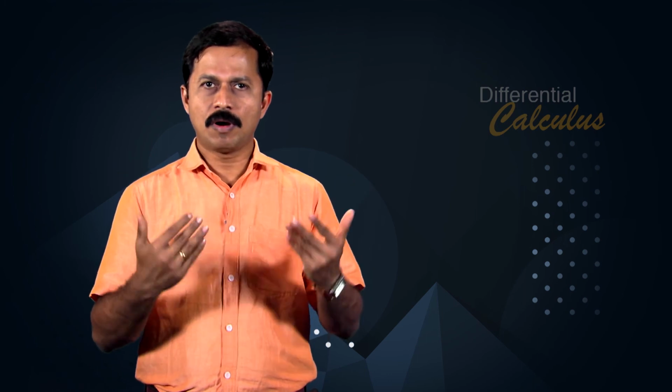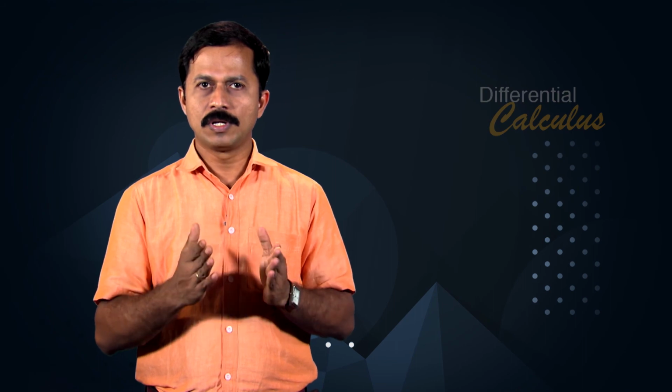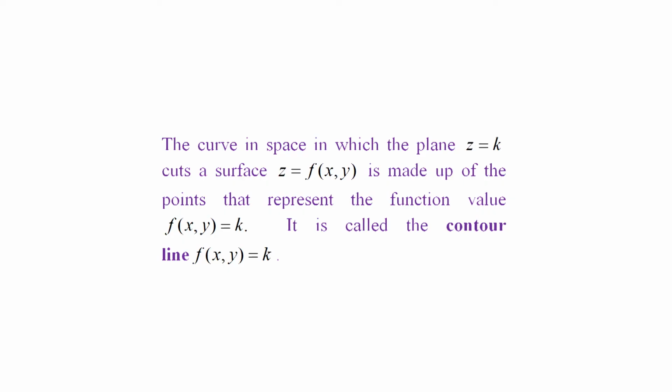This plotting on the surface gives a curve or line called contour line. The curve in space in which the plane z is equal to k cuts the surface z is equal to f of x y is made up of the points that represent the function values f of x y is equal to k. It is called the contour line f of x y is equal to k.